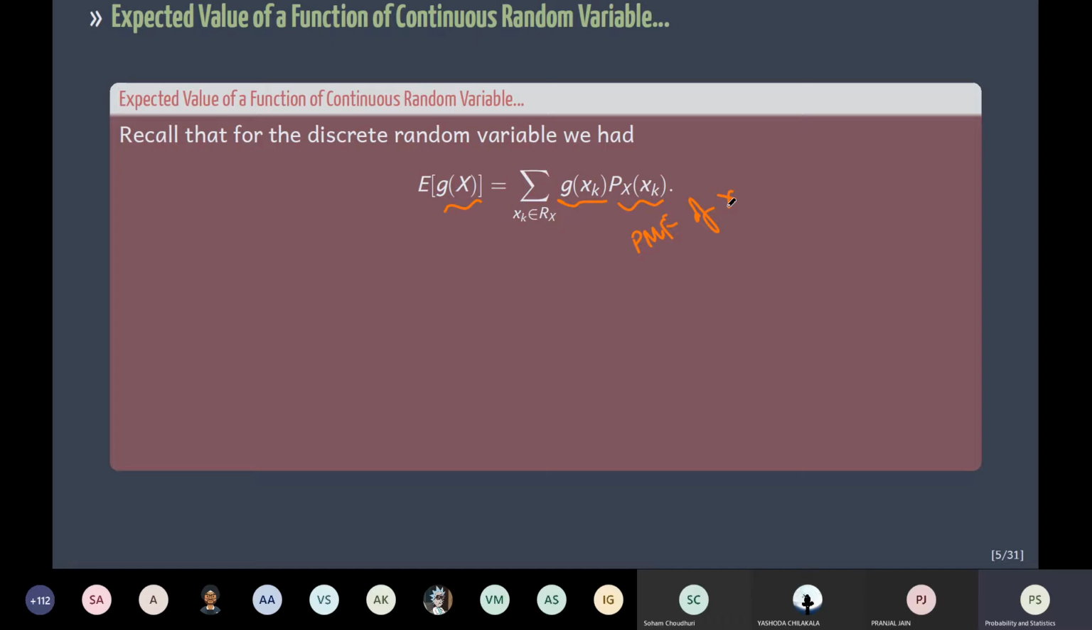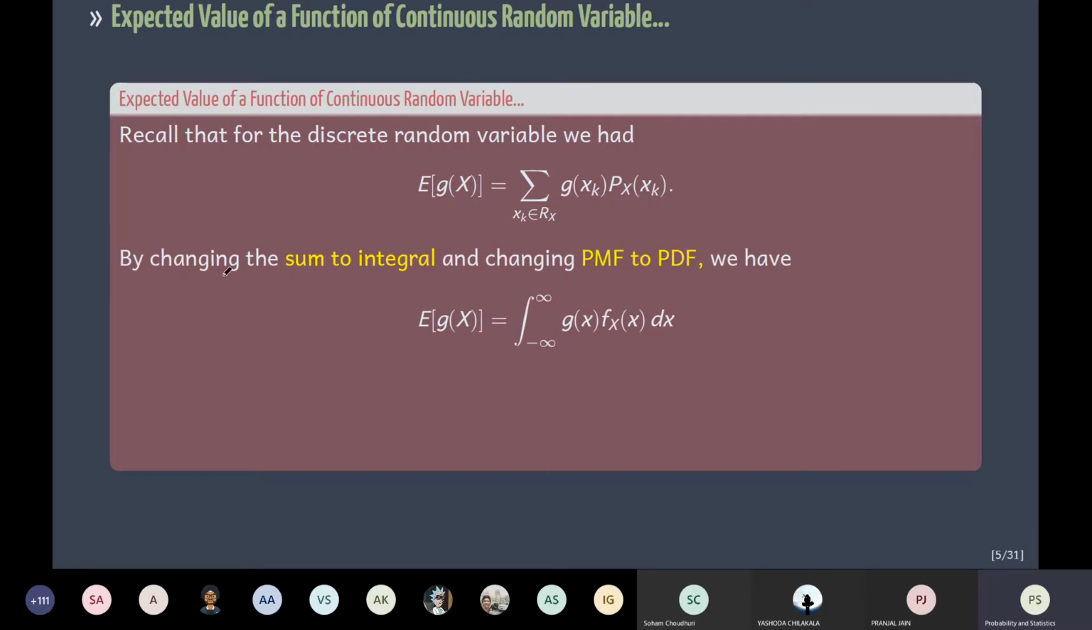Okay, so this is the discrete case, and you know that in the continuous case we have to replace the sum by the integral, and then we have to replace the PMF by the PDF. So by changing the sum to an integral and the PMF to the PDF, we have the expectation of g of x. g of x is a function of x, right? So we put g of x here, and then the PDF. Remember that in general, the PDF is denoted by f of x and the PMF is denoted by p of x.